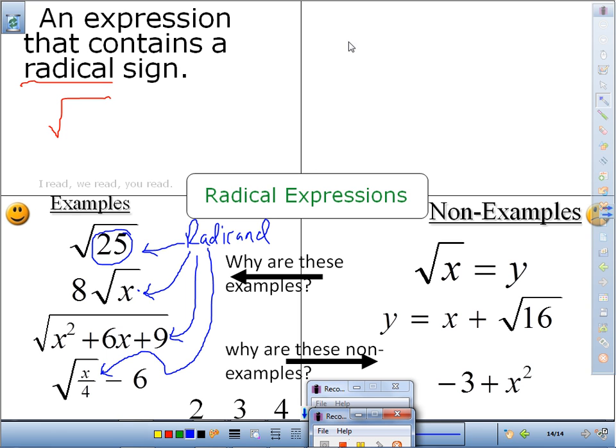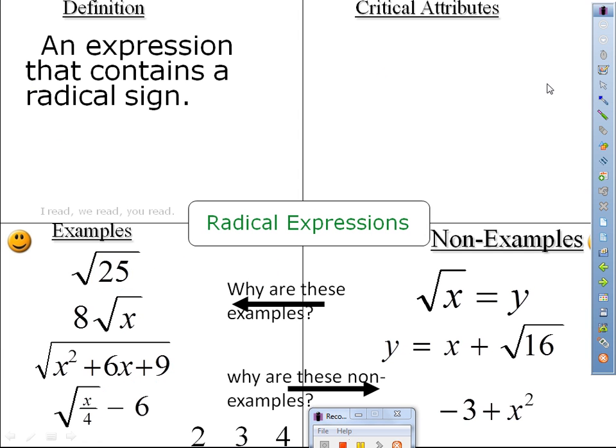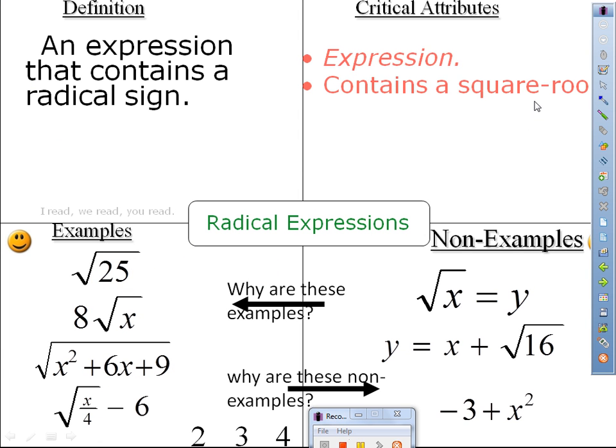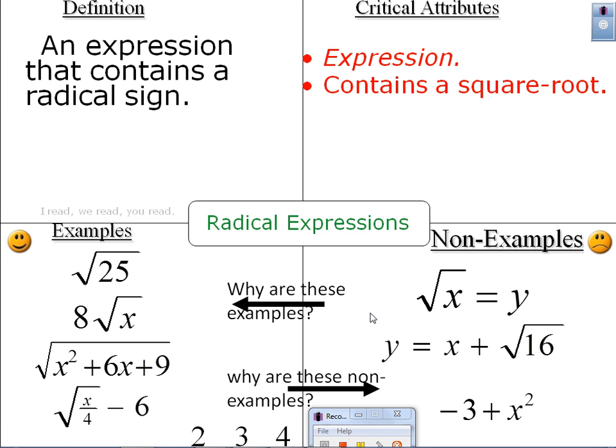It has to be a what? So two things: it has to be an expression, and it has to contain a square root symbol or a radical. The critical attributes are that a radical expression needs to be an expression and it needs to contain a square root or a radical. All right, copy these steps down, please.